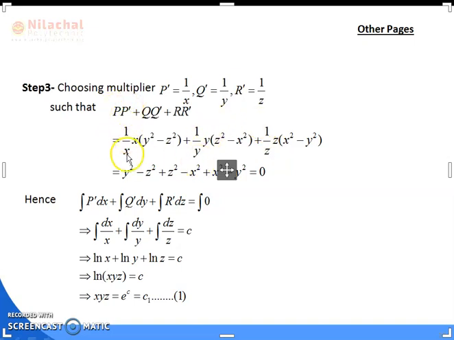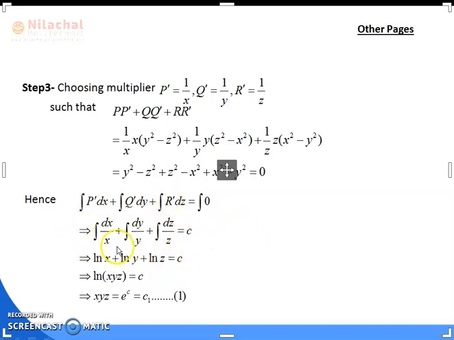So P dash is 1 by x, P is x into y square minus z square. Similarly, Q dash is 1 by y, Q is y into z square minus x square. Similarly, plus R dash is 1 by z and R is z into x square minus y square. Here x cancels, y cancels, z cancels. After simplification, we get that equals 0. Then we can integrate P dash, Q dash, R dash: integration of P dash dx, Q dash dy, R dash dz equals integration of 0. P dash is 1 by x, so dx by x, similarly dy by y, dz by z equals c.